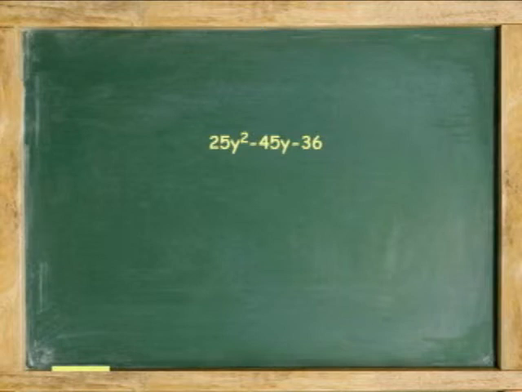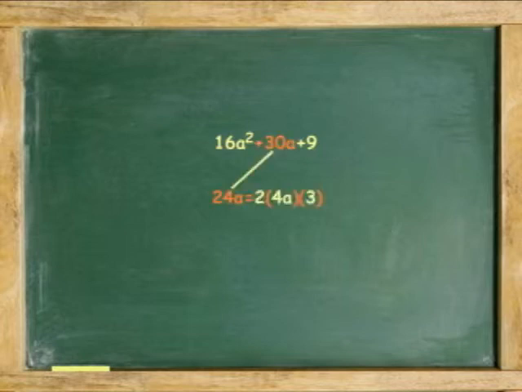Another example. 25y squared minus 45y minus 36 is not a perfect trinomial square because the last term is negative. Another example. 16a squared plus 38 plus 9 is not a perfect trinomial square because the middle term is not twice the product of the square roots of the first and last terms.